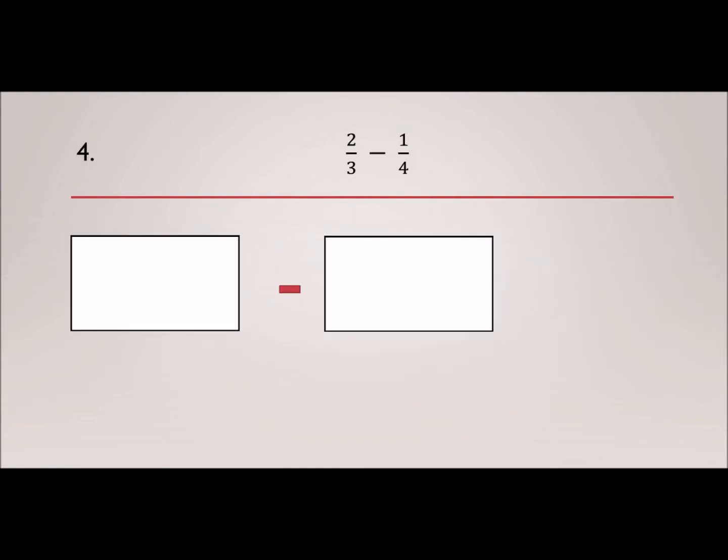Okay, now let's try number 4. So 4 is 2/3 minus the 1/4. So let me go ahead and give you some time on this to work on it. And let's see if you can come up with the total number of boxes that both of them should have in common, and then from there, the new shaded. So go ahead and pause the video and work on it, and then come back once you get your answers.